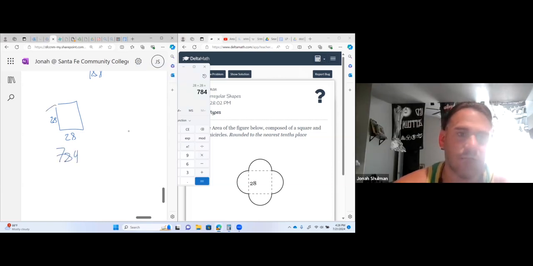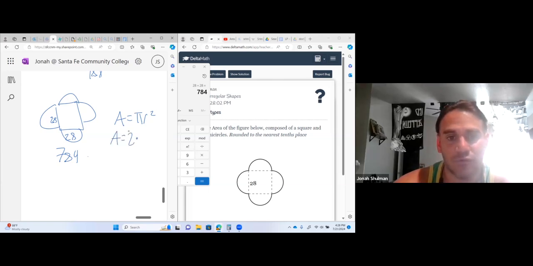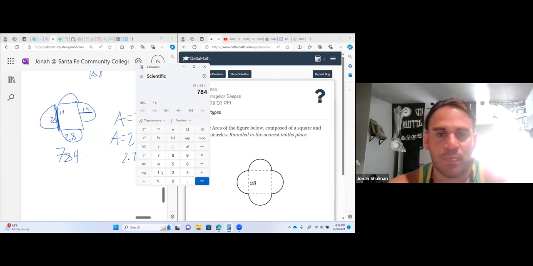784. Now I have one circle. I have two circles here. So it's usually the area for a circle is pi r squared, but I have to double it because I have two of them. This is 28. So the radius or half of that is 14. 14 is the radius. So it's 2 times pi times 14 squared. 14 times 14 is 196 times pi times 2.